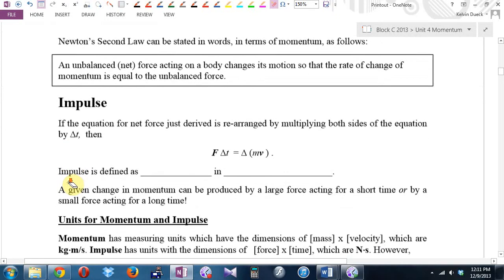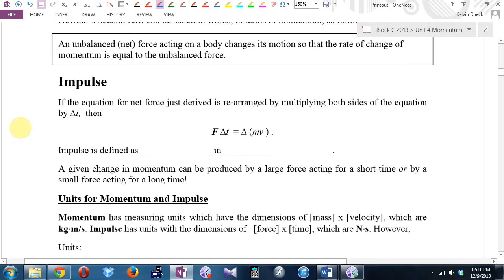Impulse. If the equation for net force just derived is rearranged by multiplying both sides by t, by change in time, then we have this, the impulse equation.